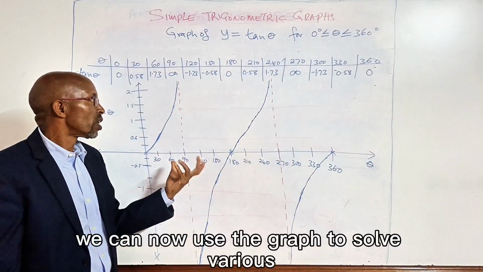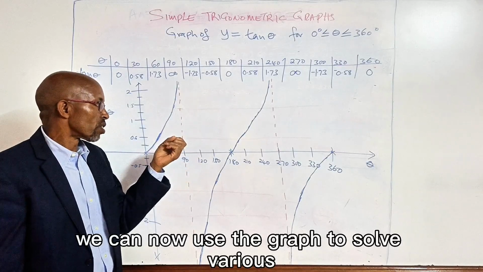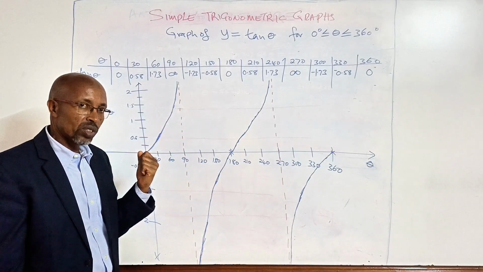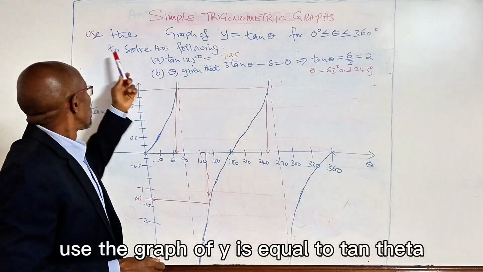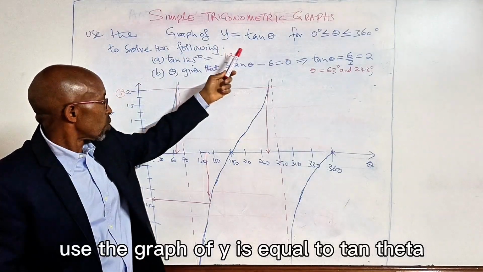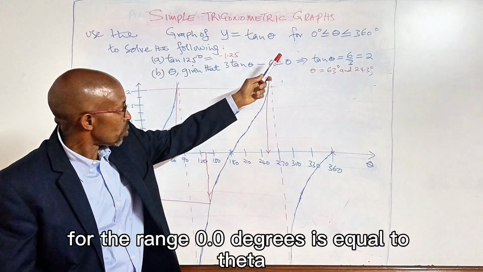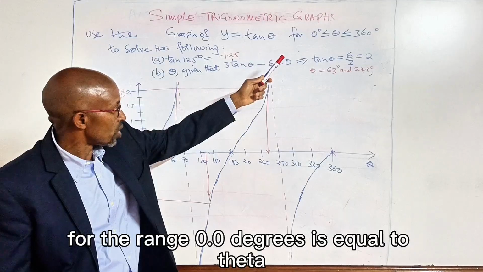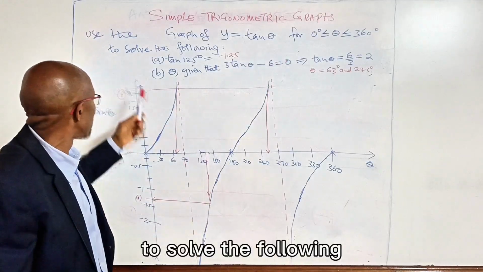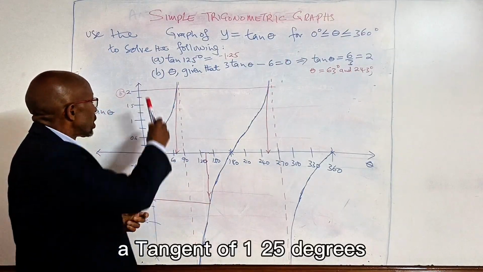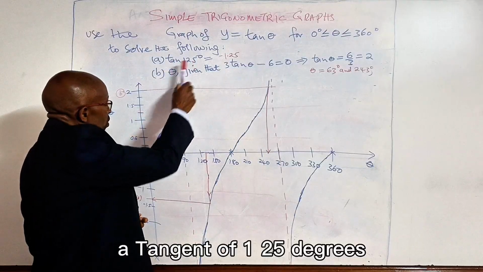We can now use the graph to solve various given questions, like the following. Use the graph of y is equal to tan theta for the range 0 degrees is less than or equal to theta, theta is less than or equal to 360 to solve the following. A, tangent of 125 degrees.